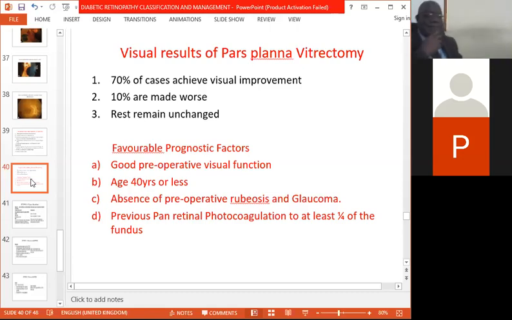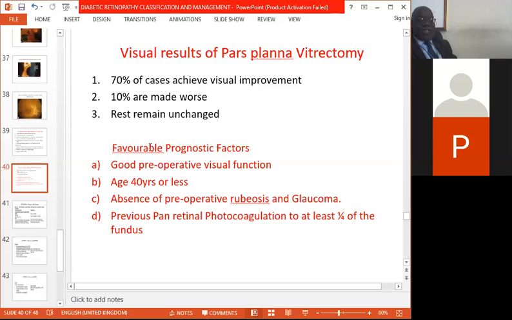First of all, you can see 70% of cases achieve visual improvement, 10% are made worse, and the rest, which is 20%, remain unchanged despite the operation.